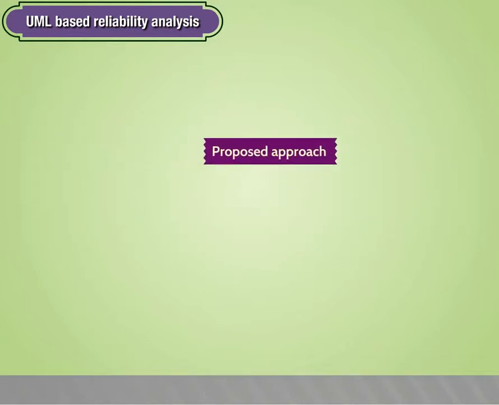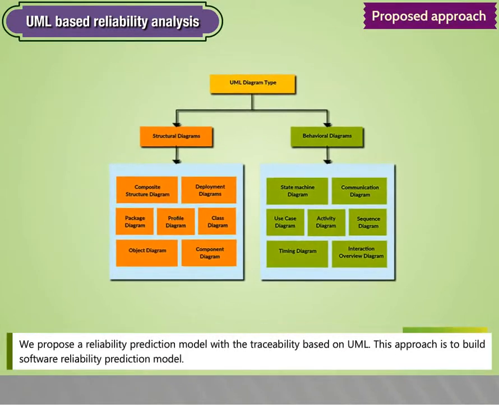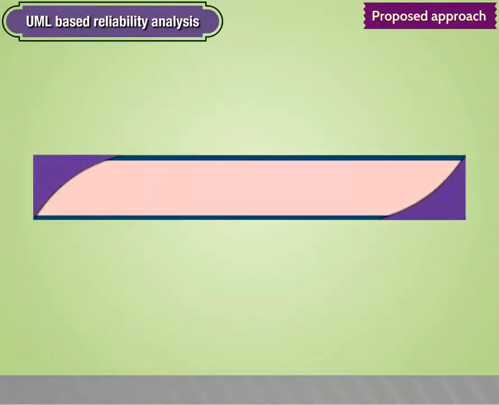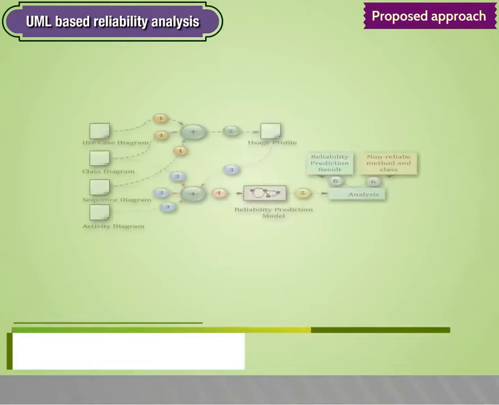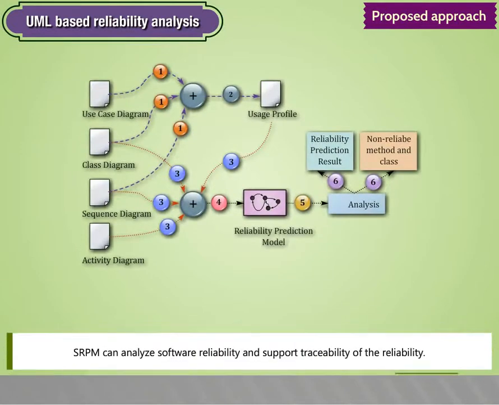Proposed approach. We propose a reliability prediction model with a traceability based on UML. This approach is to build software reliability prediction model. This model can be transformed to Software Reliability Prediction Model, SRPM. SRPM can analyze software reliability and support traceability of the reliability.